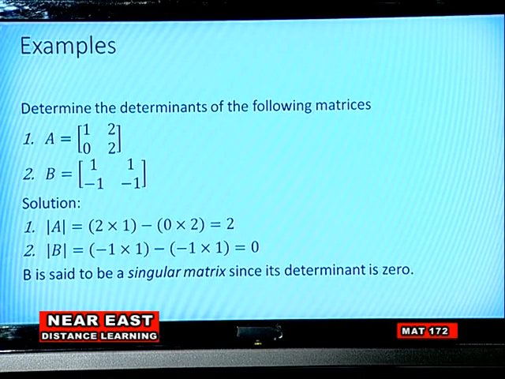So we have an example here. Determine the determinants of the following matrices A and B. The matrix A is 1, 2, 0, 2. So the determinant of A is 2 times 1 minus 2 times 0, which will be 2. The determinant of B will be 1 times minus 1 minus 1 times 1. The determinant of B is 0. If the determinant of a given matrix is 0, we call that matrix a singular matrix. B here is an example of a singular matrix.